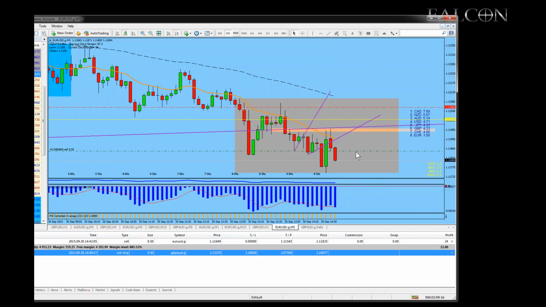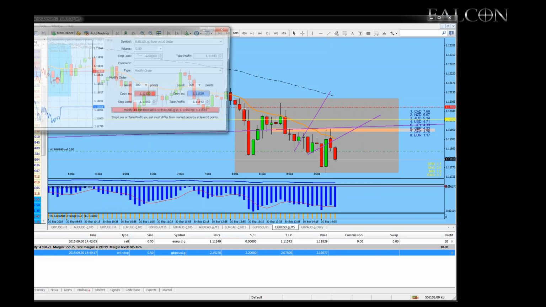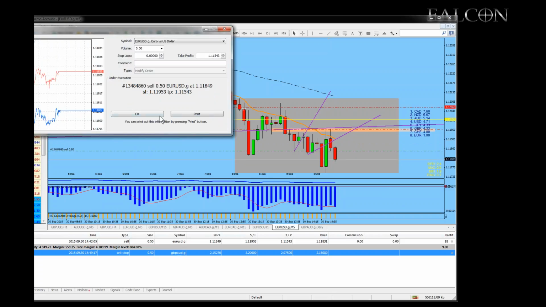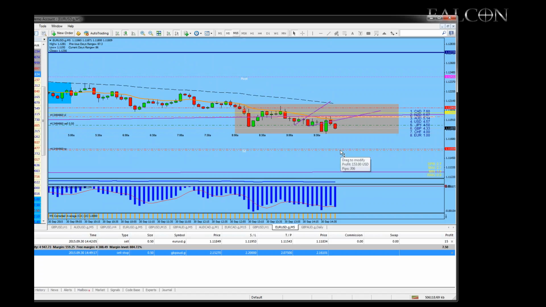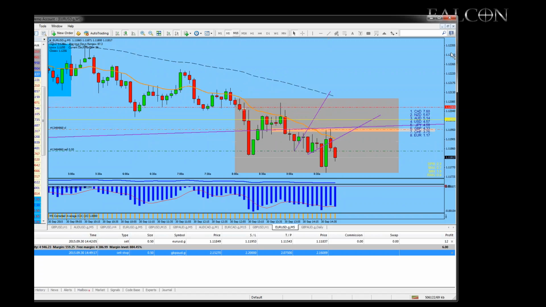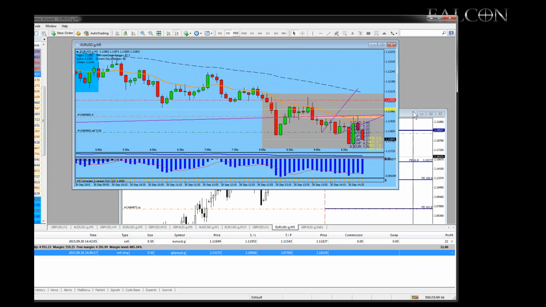Okay, now I will put in a 10 pip stop. See that? And now I've got my take profit in already. So this will be today's short-term set and forget. All right, unless it gives us 10 pips real quick, and then you know me, I will grab it. Now let's go back here.